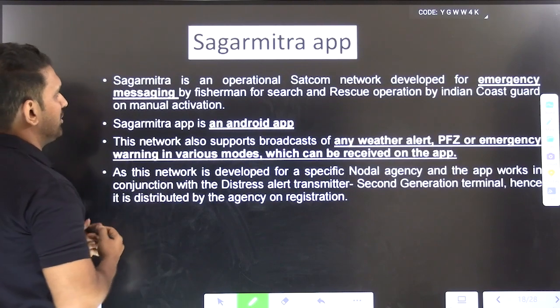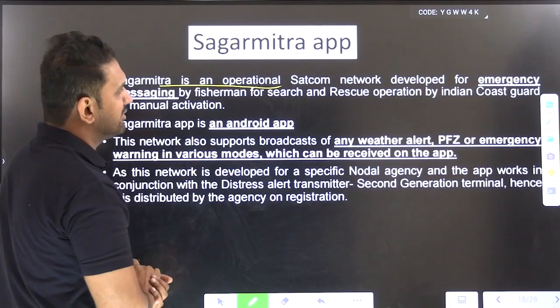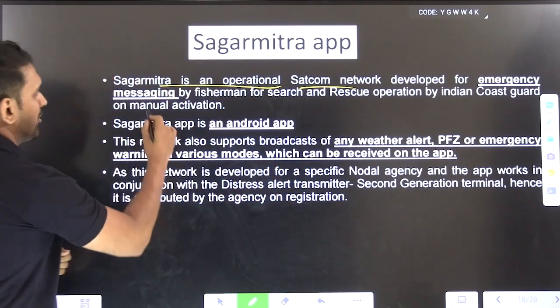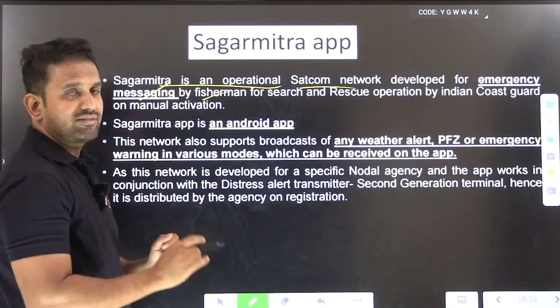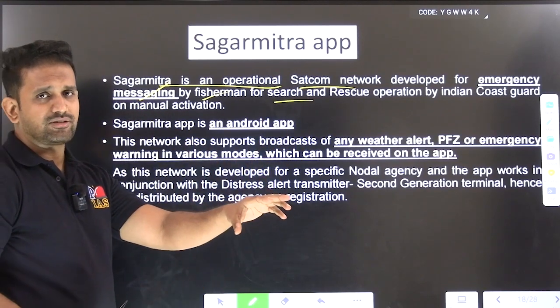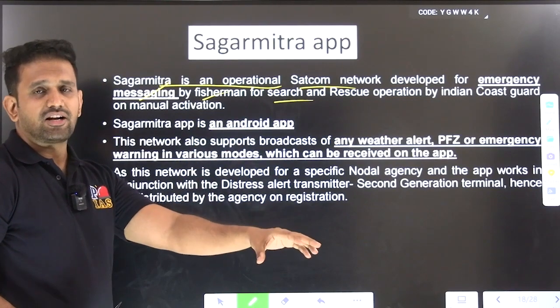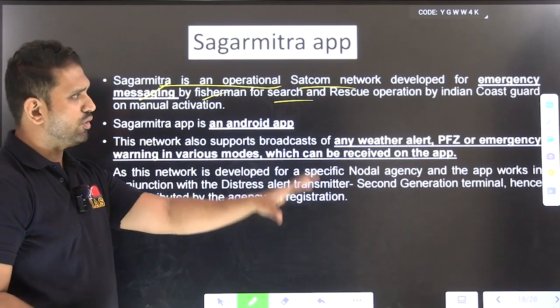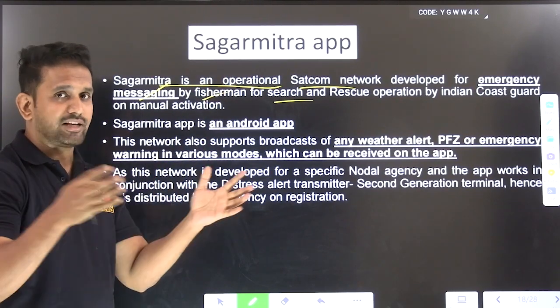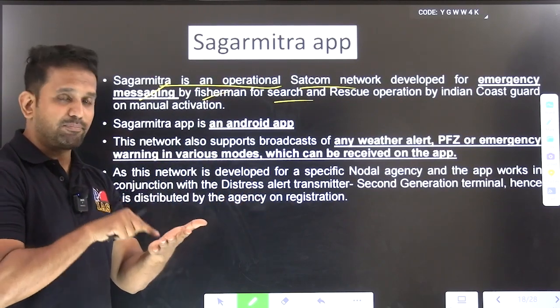Then we also have Sagar Mitra. Sagar Mitra is the operational satellite communication network, developed for emergency messaging by fishermen for search and rescue operations. If a fisherman has got stuck somewhere or might have been attacked by a particular animal, they can download this Sagar Mitra app and go anywhere. That particular button will be there.